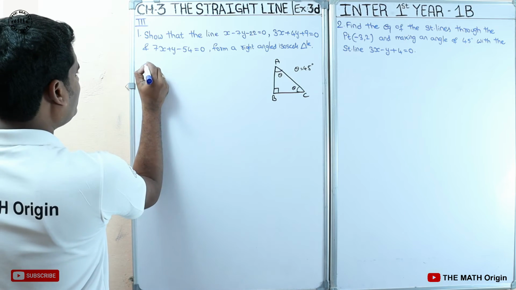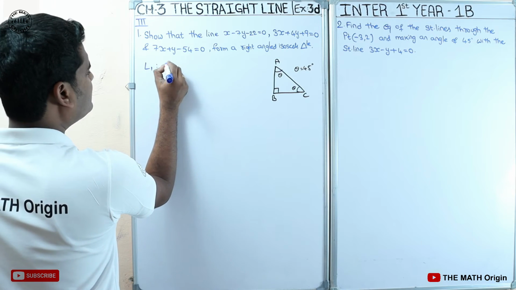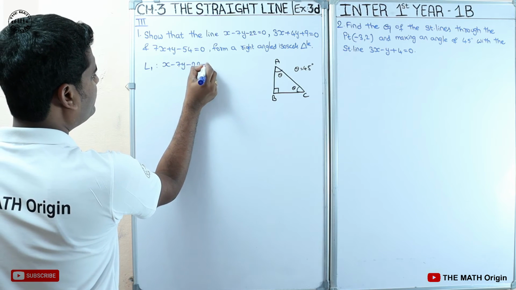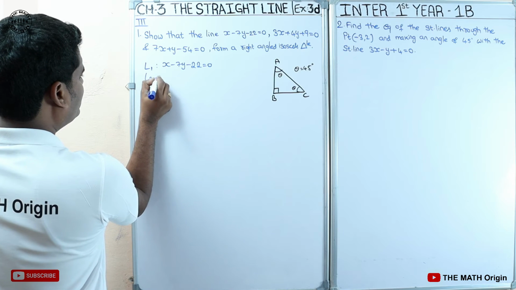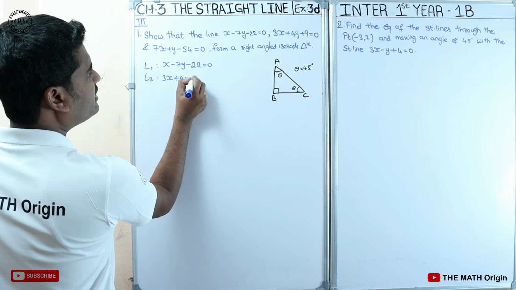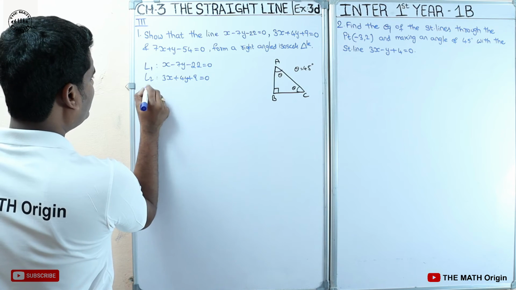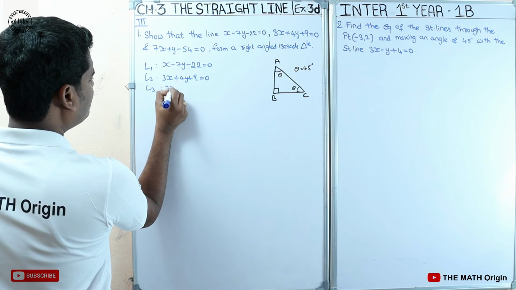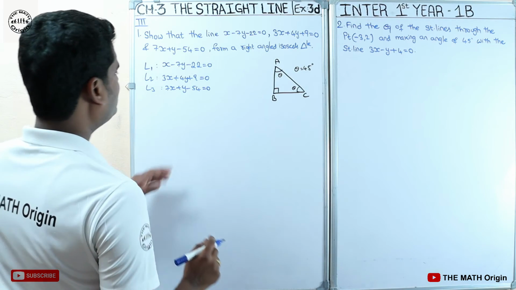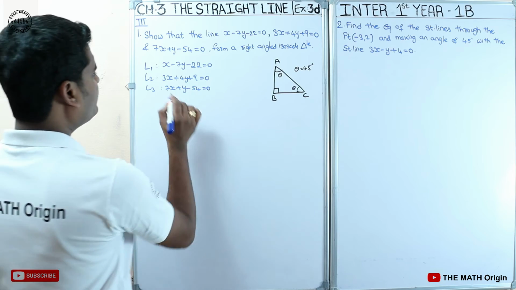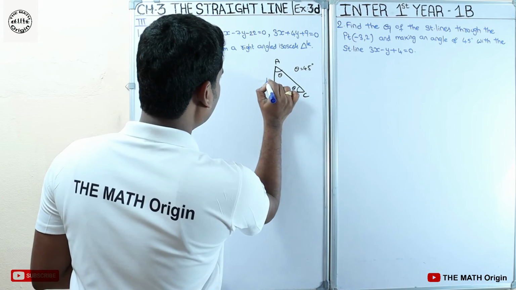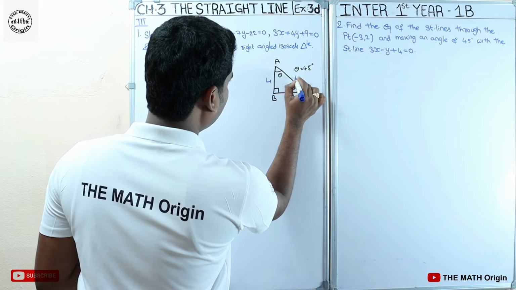They have given three lines. L1 is x minus 7y minus 22 equals 0. L2 is 3x plus 4y plus 9 equals 0, and L3 is 7x plus y minus 54 equals 0. From this, L1 will be over here somewhere. Yeah, this is L1, this is L2 and this is L3.